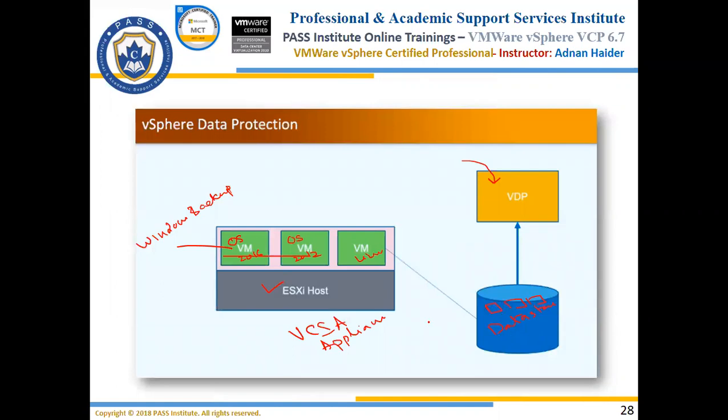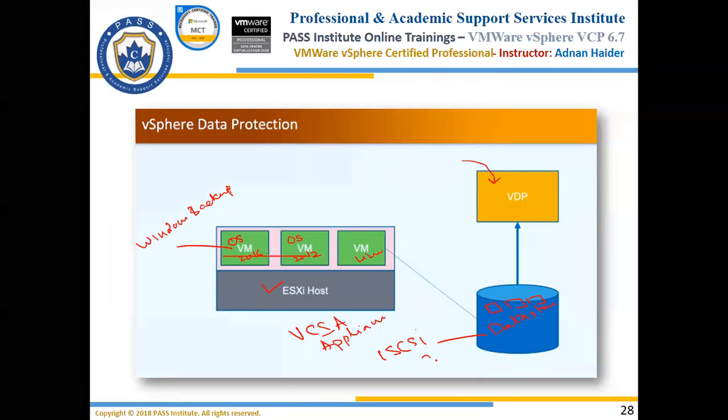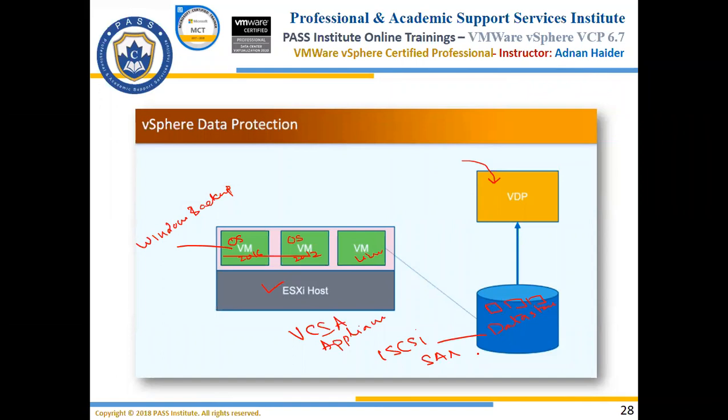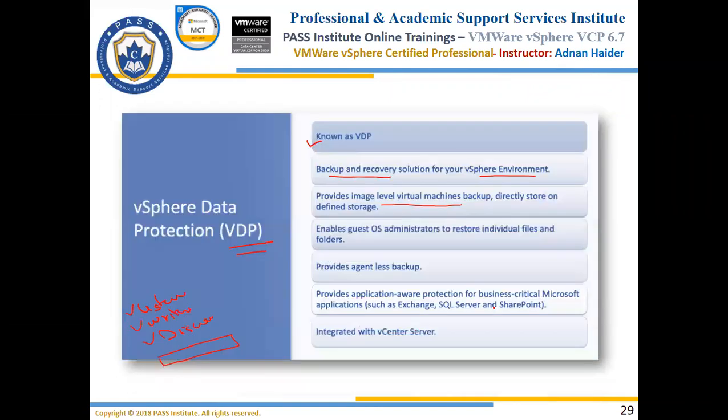So where is this storage coming from? This storage might be coming from an iSCSI, and definitely it is coming from an iSCSI, because you cannot use a local store of the ESXi host. It is part of iSCSI, or it might be part of the SAN as well. So all the data will be stored in here. Number three, it lets guest OS administrators restore individual files and folders. So you can restore VMs, and inside the VM you can also restore the files and folders.